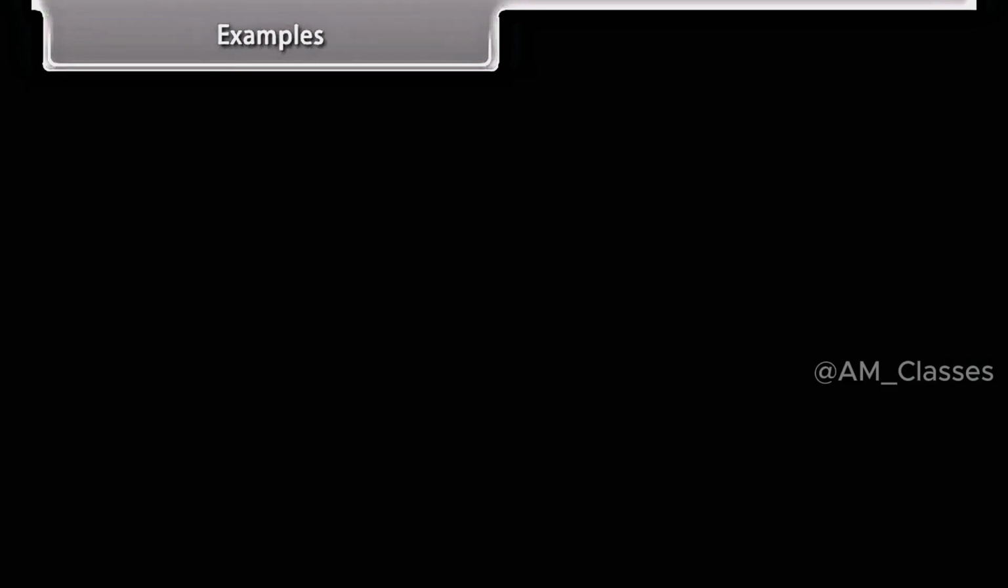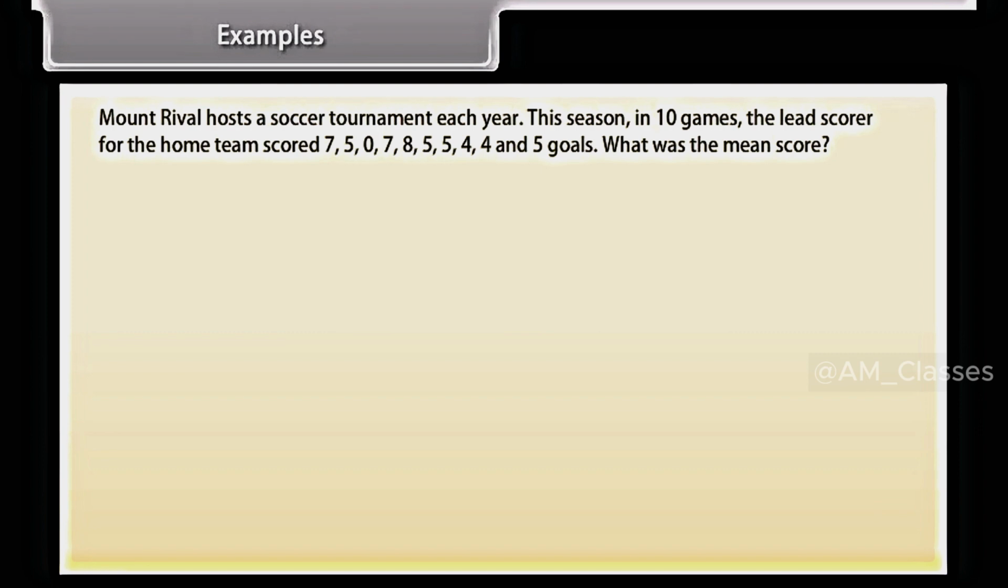Examples. Let us now solve some examples. Mount Rival hosts a soccer tournament each year. This season, in 10 games, the lead scorer for the home team scored 7, 5, 0, 7, 8, 5, 5, 4, 4, and 5 goals. What was the mean score?